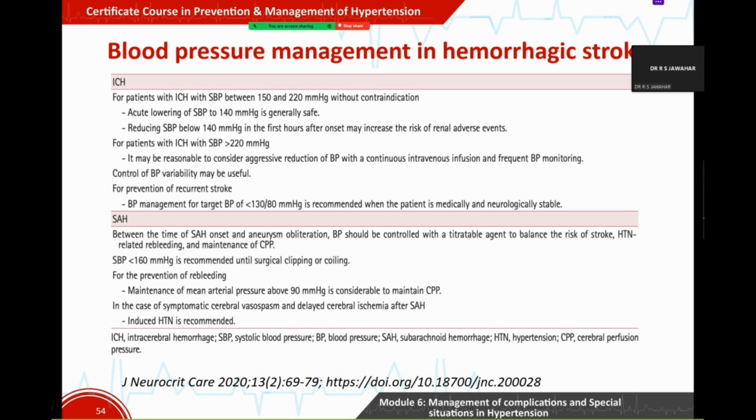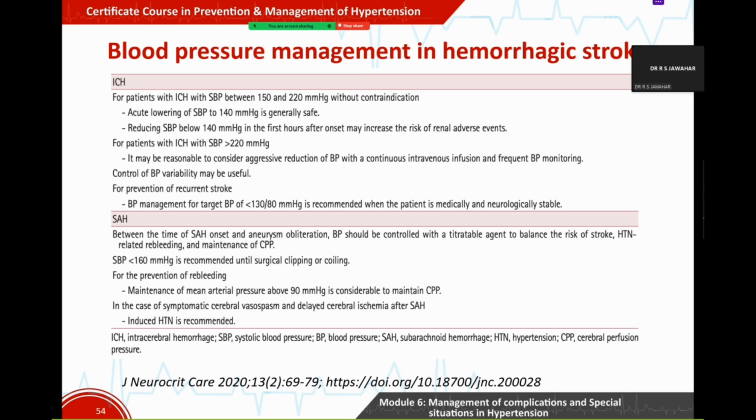So the BP management in hemorrhagic stroke: intracerebral hemorrhage and subarachnoid hemorrhage. What about the intracerebral hemorrhage? For patients with intracerebral hemorrhage with systolic blood pressure between 150 and 220 without contraindications, acute lowering of the systolic to 140 is generally safe. Reducing systolic blood pressure below 140 in the first hours after onset may increase the risk of renal adverse events.